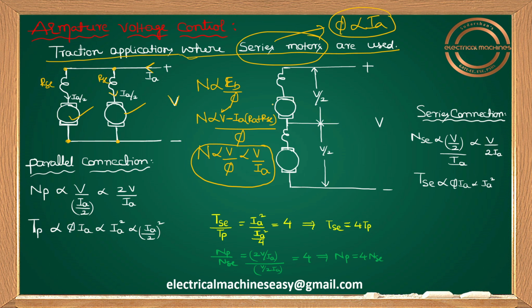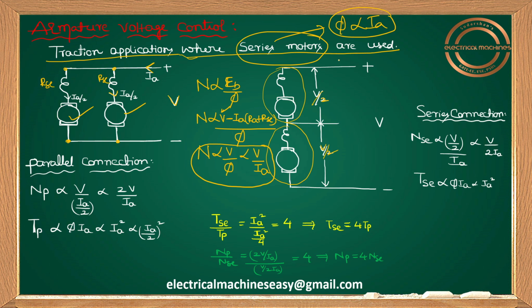Now in the second case, your two series motors are connected in series like this. One series motor and another series motor. And the voltage is V. Since they are connected in series, the voltage is divided like this: V by 2, V by 2.